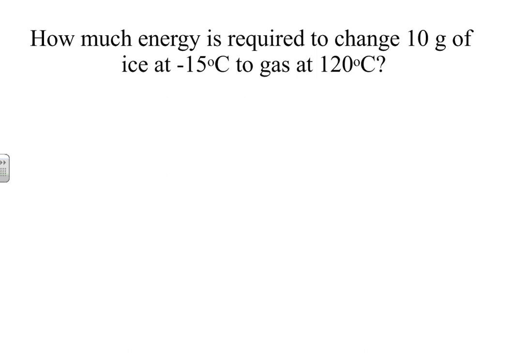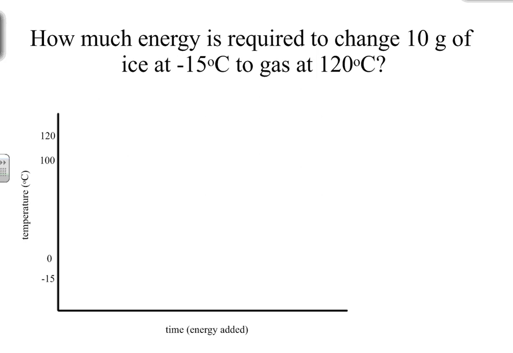What we need to do is consider each of the changes that the sample of water is going to go through, taking it from negative 15 degrees Celsius all the way up to 120 degrees Celsius. The first thing we want to do is identify the changes that the water is going to go through. So obviously at negative 15 degrees Celsius, we're going to have water in the solid state, and up at 120 degrees, we're going to have water in the gaseous state. So there's going to be two changes of state that will occur. One will happen at the melting point, 0 degrees. The other one will happen at the boiling point, 100 degrees.